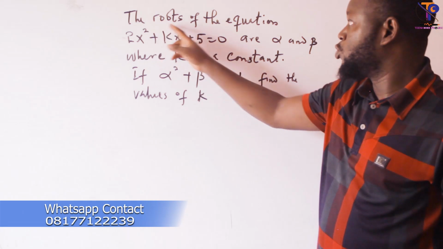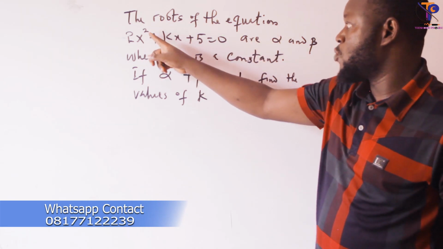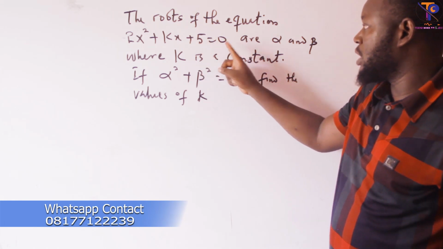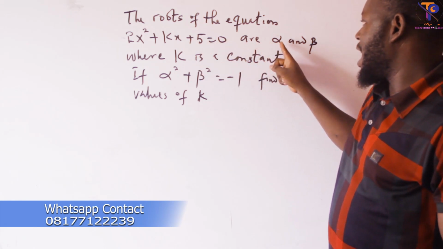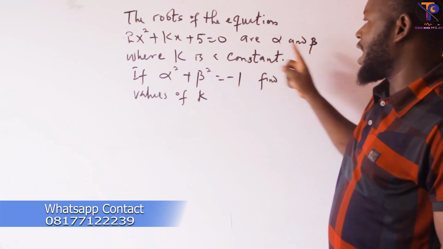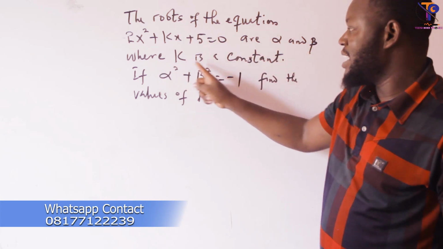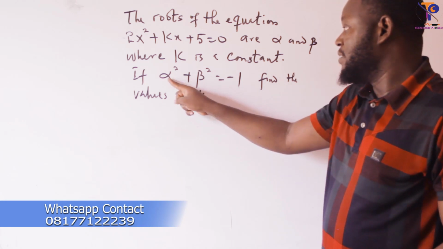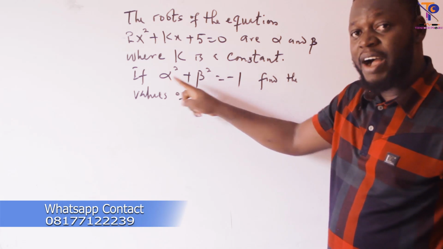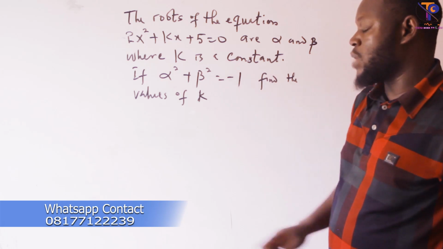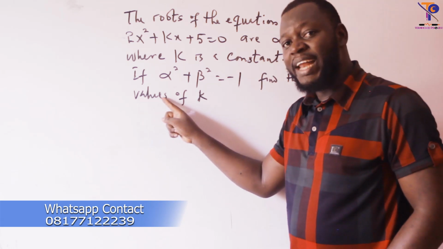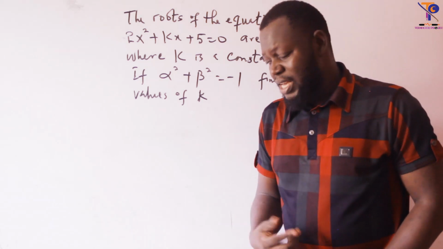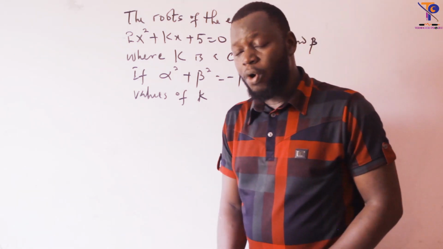The question says the roots of the equation 2x squared plus kx plus 5 is equal to 0, which are alpha and beta, that is the roots. Where k is a constant, you are solving for the values of k, if the square of alpha and the square of beta is equal to -1. Don't forget we have to find the values of k, which means we are going to be getting two answers. And how do we go by this work?